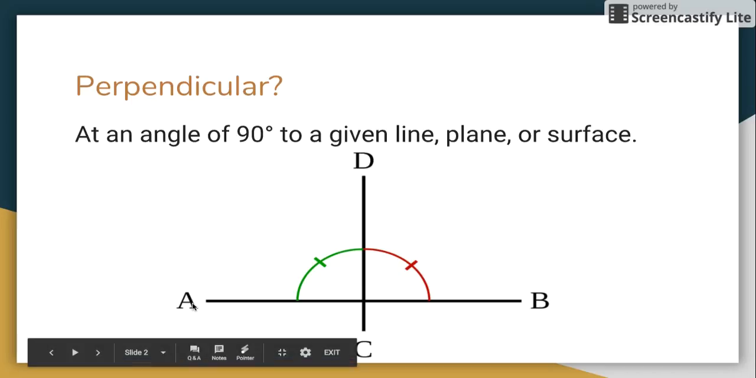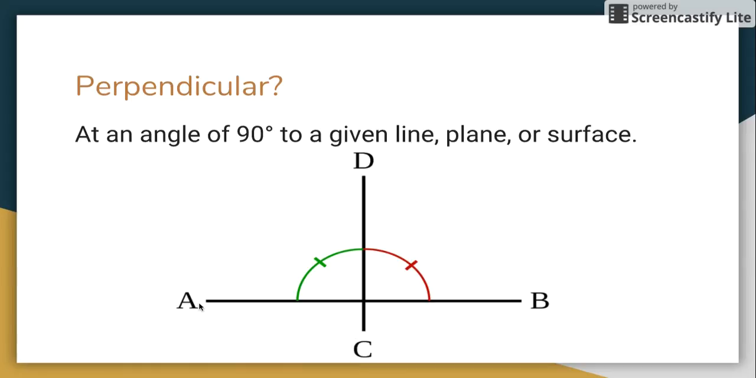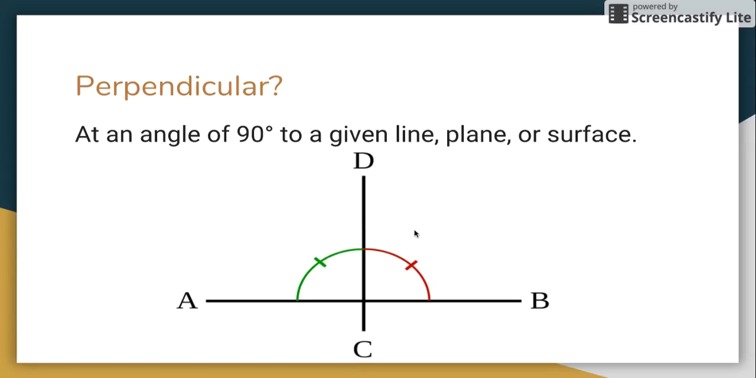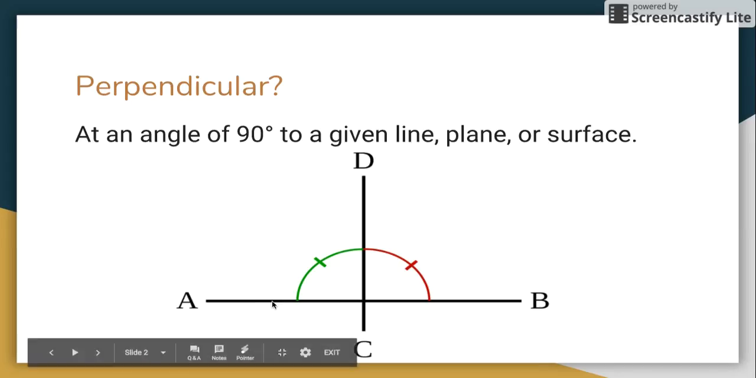Now see the line segment between the points A and B, and another line segment between the points D and C. Now, the line segment between the points D and C is perpendicular to the line segment between the points A and B. And evidence for this is see that these two angles right here are congruent to each other, which makes this a 90-degree angle.